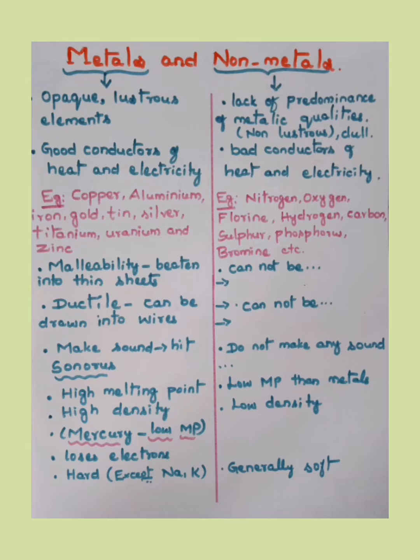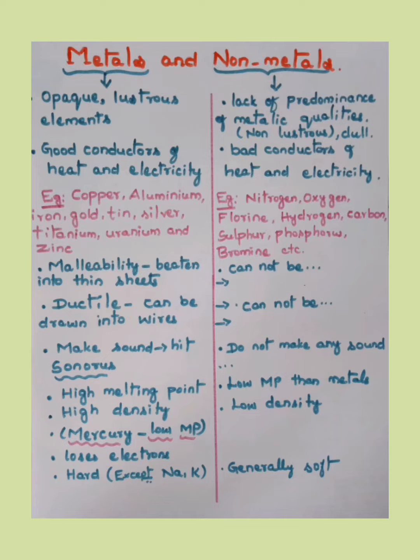Examples of metals: copper, aluminium, iron, gold, tin, silver, titanium, uranium and zinc. And for non-metals: nitrogen, oxygen, fluorine, hydrogen, carbon, sulfur, phosphorus, bromine, etc. Now we'll recall what we have already learned, then move to the important properties of metals and non-metals.